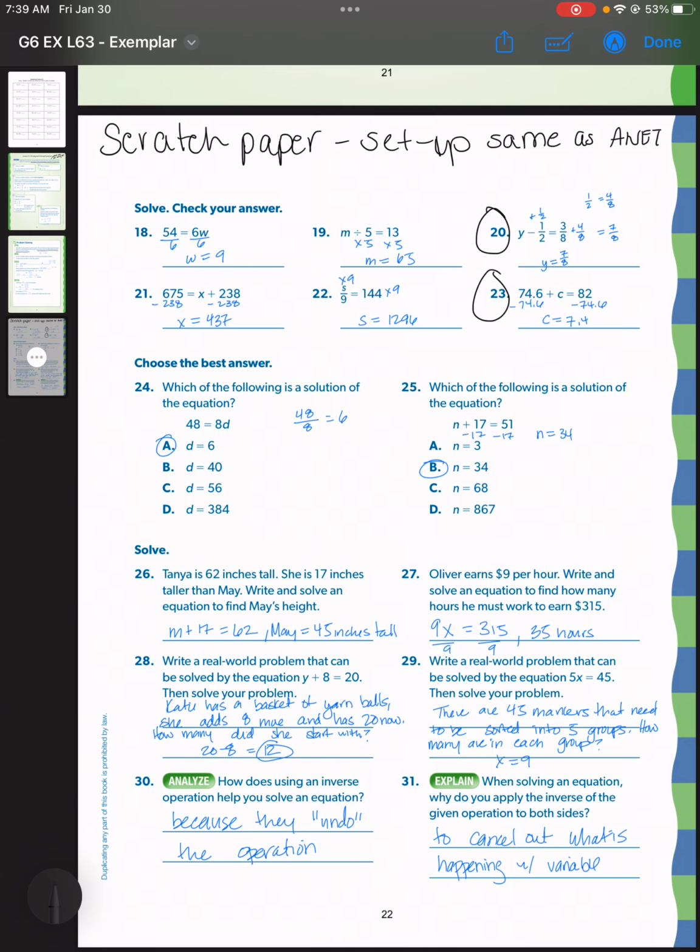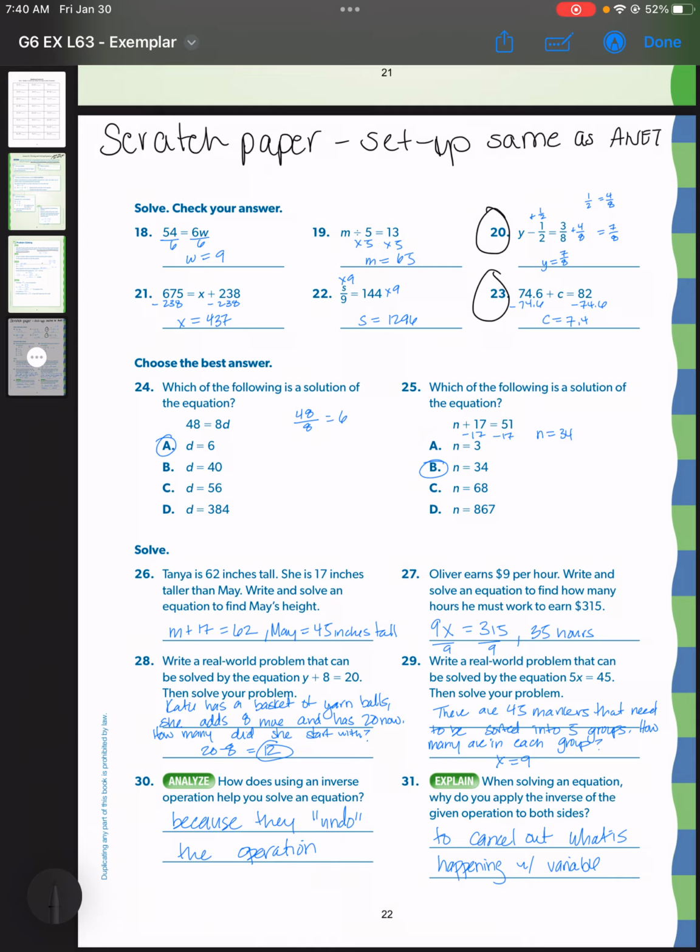In the practice, you want to make sure that students have scratch paper, they set it up the same as ANET, that they are not using mental math, that they are actually setting up the problems and solving the problems. You want to see kids doing the inverse operations on both sides of the equation. Students are going to look at question 20 and say, this has fractions, I don't understand. And you're going to say, you do understand. Because we know the process, we just have to do it differently because we have fractions. And so that's what you want to pay attention to.